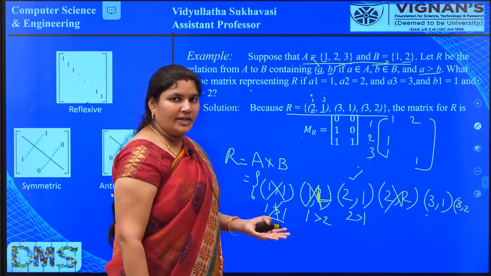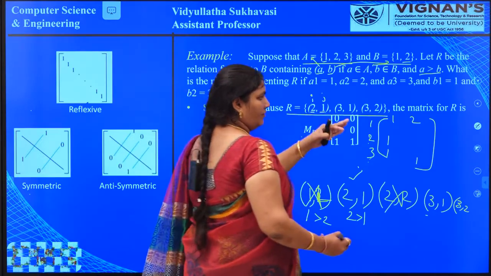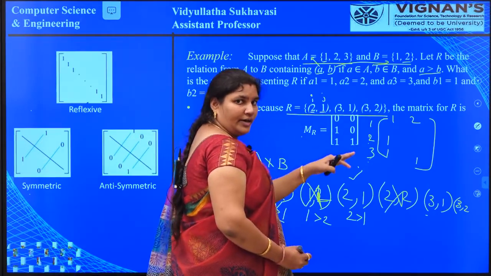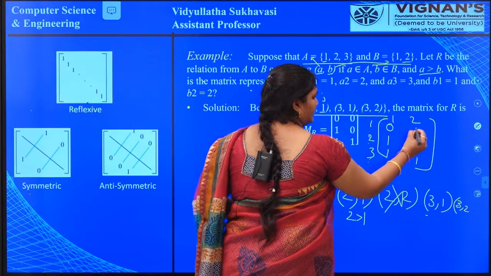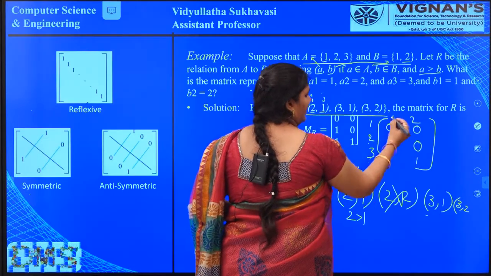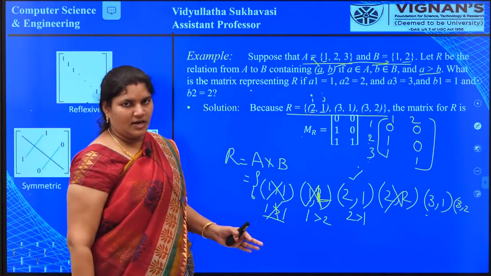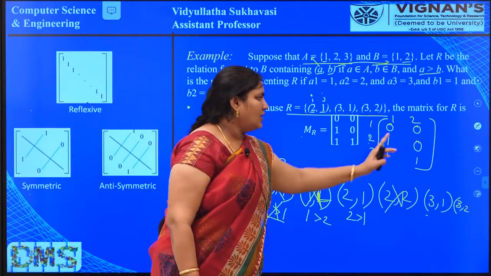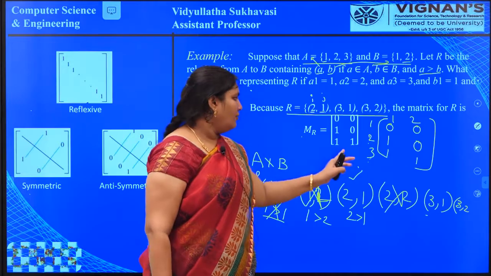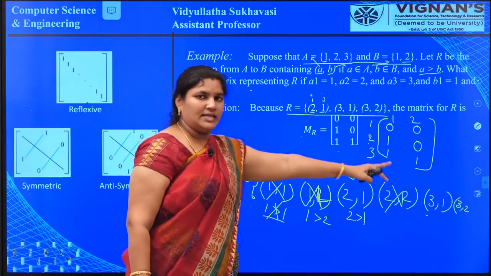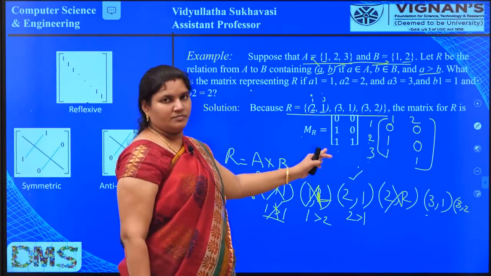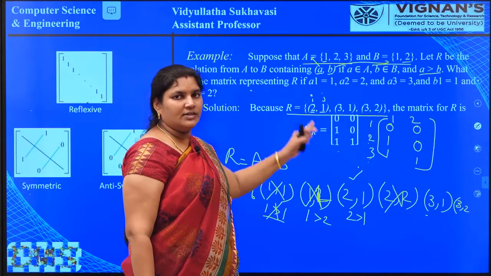And whatever remaining elements we have, we don't have those ordered pairs, so we are directly placing zeros. Since 1, 1, 1, 2, 2, 2 are not present in the relation R, we are specifying zeros, and the remaining places we have ones here. So that's why the same representation we have used. Okay, this is the solution for the given example.